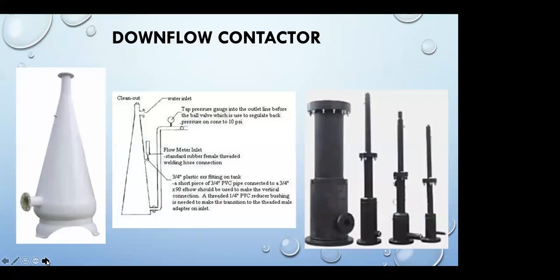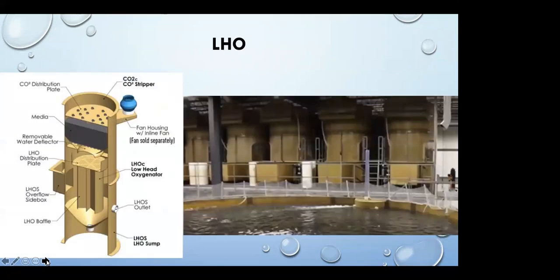These are some of the downflow contactor or reverse flow. And these are super, super efficient. Commercial application, this is really kind of the way to go with higher density. Their efficiency is above 90%. LHOs are nice because they tend to use a lot less energy.